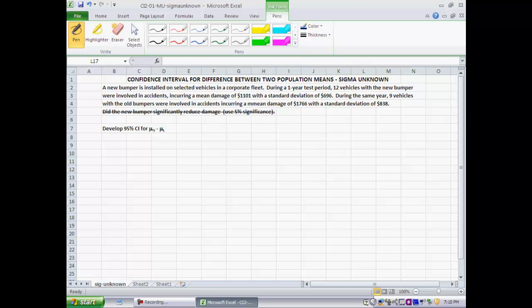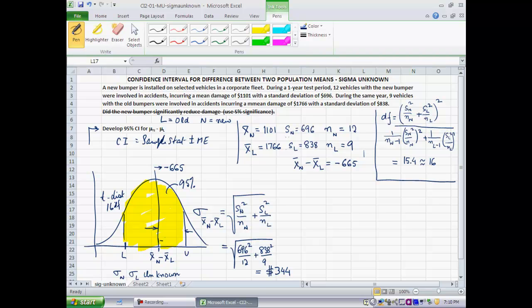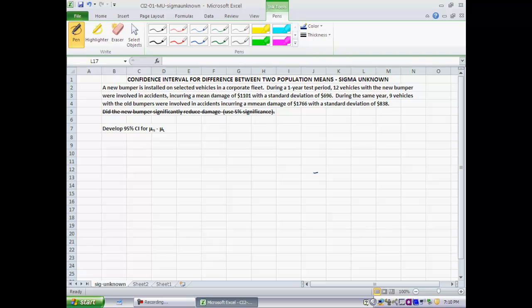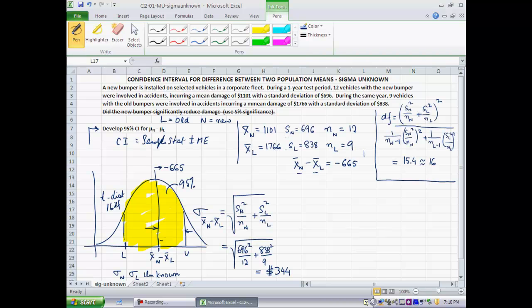So what is the sample statistic to be used in this case? Obviously, since we are doing a confidence interval for the difference between two population means, we will use the difference between the two sample means. So x bar n minus x bar l, based on the sample data given to us, is 1101 minus 1766, which is minus $665. That's the sample statistic. And now we must bracket that with a margin of error.